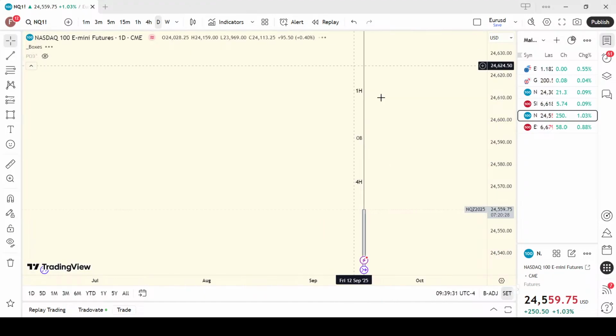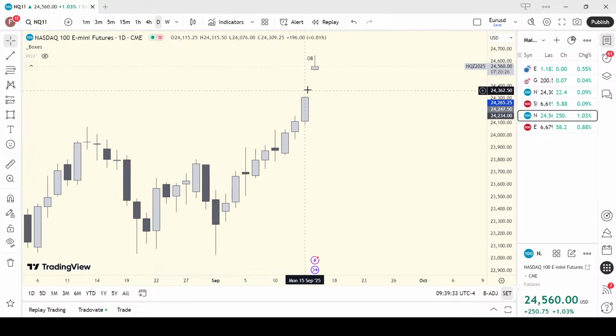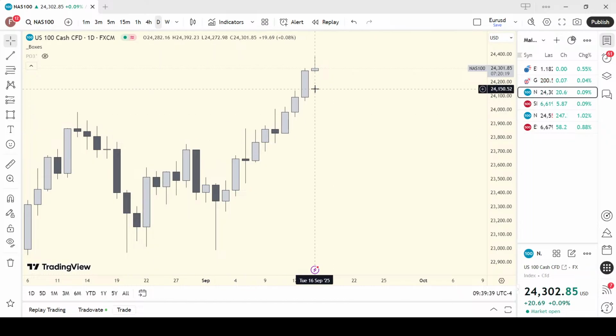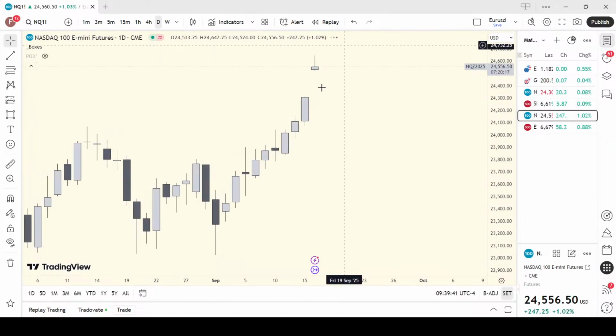The problem today is we have this gap on the futures chart. I mean, if you look at the CFD chart, we don't have this gap because it fills it. But on the futures, we do have this gap. Potentially, we can fill it today a bit, at least.